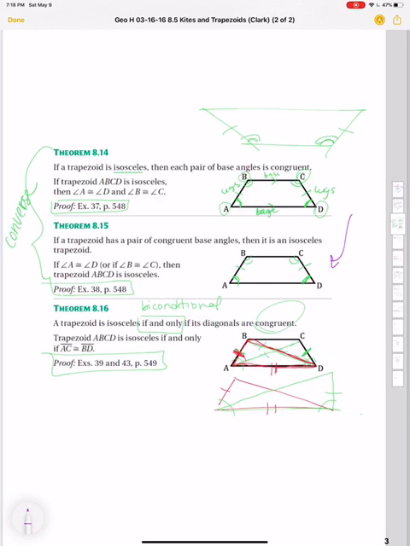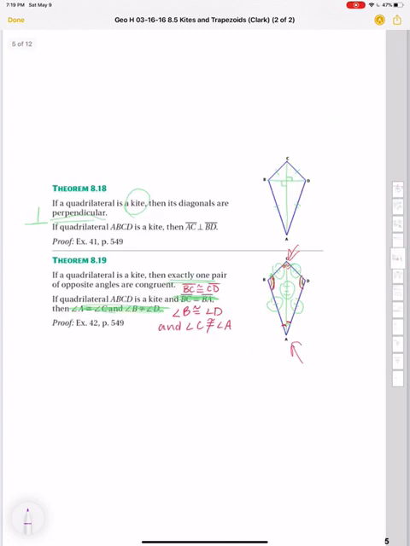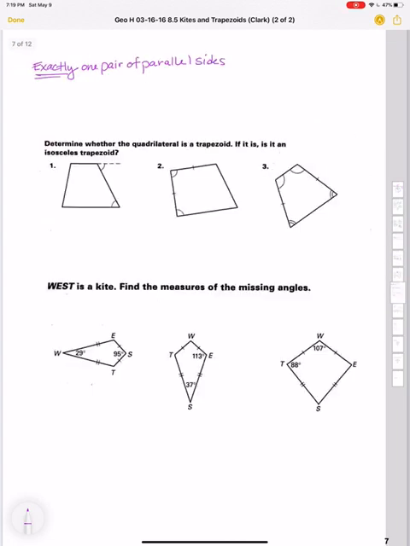If a trapezoid has a pair of congruent base angles, then it is an isosceles trapezoid. And if a trapezoid is isosceles, then each pair of base angles is congruent. So the converse of each other. We also talked about their diagonals, and a trapezoid is isosceles if and only if its diagonals are congruent. So we'll use that and see if that helps us with any of these.